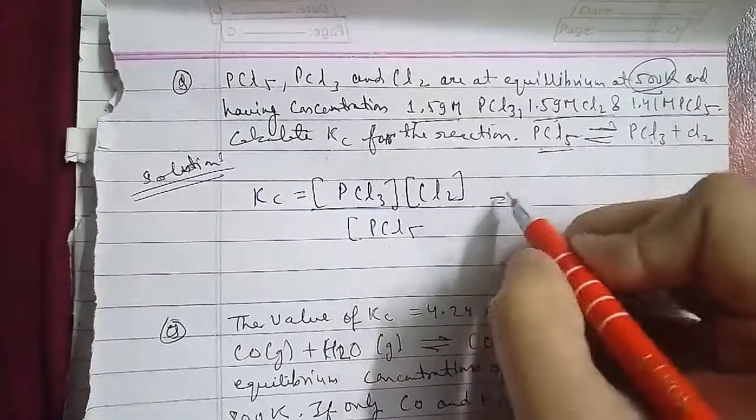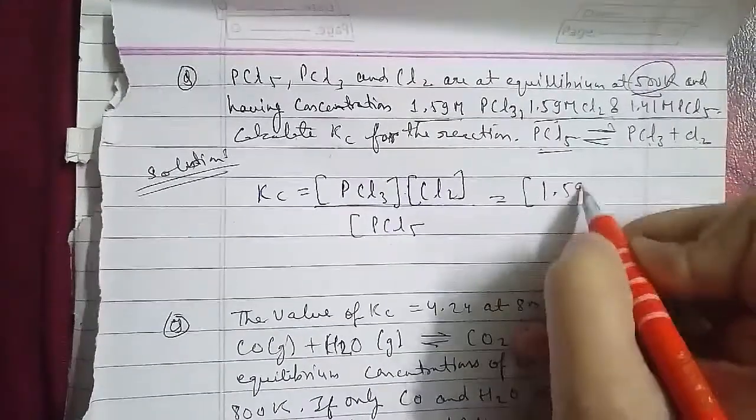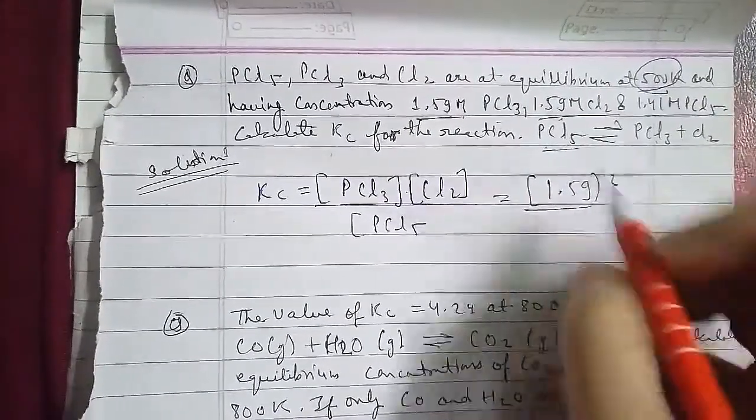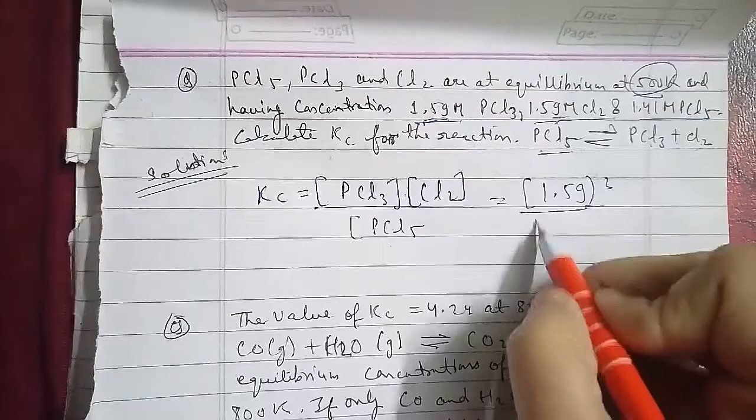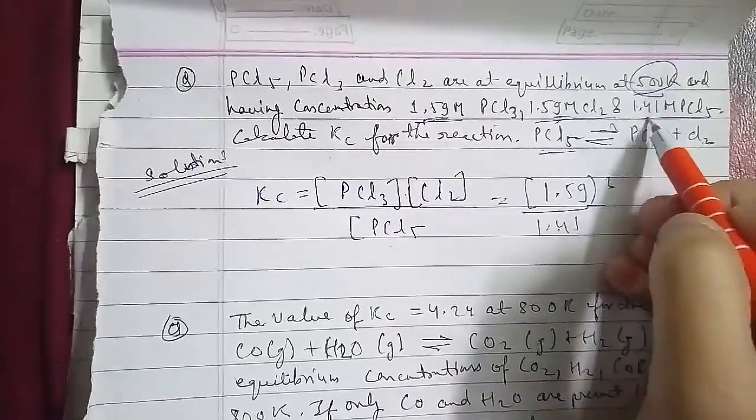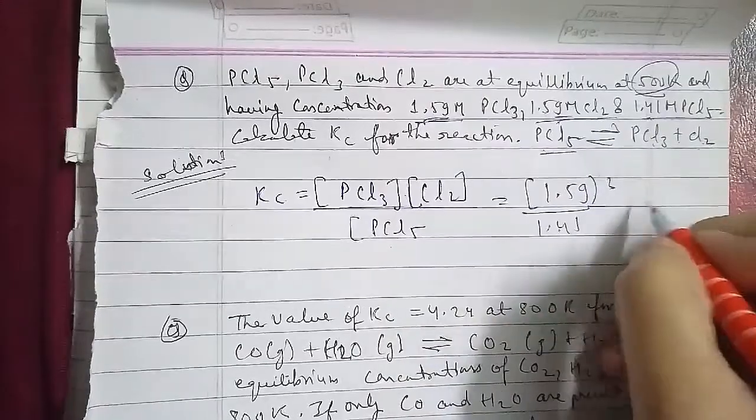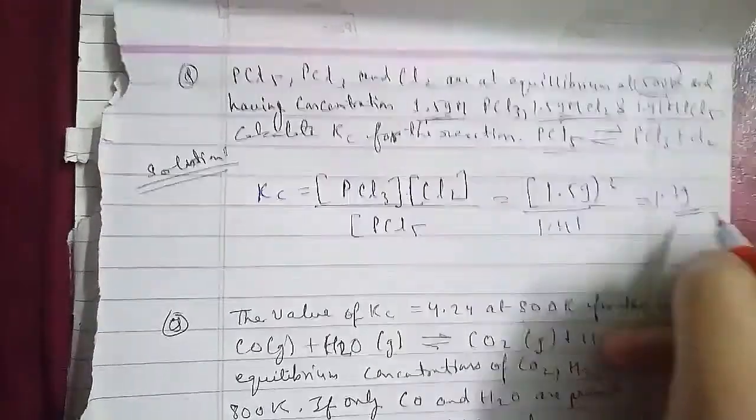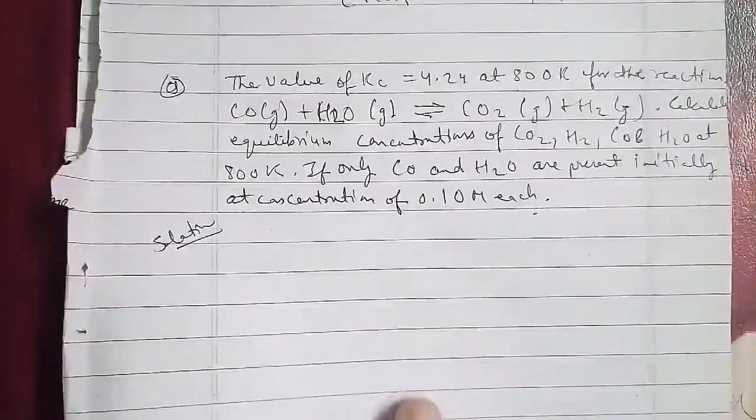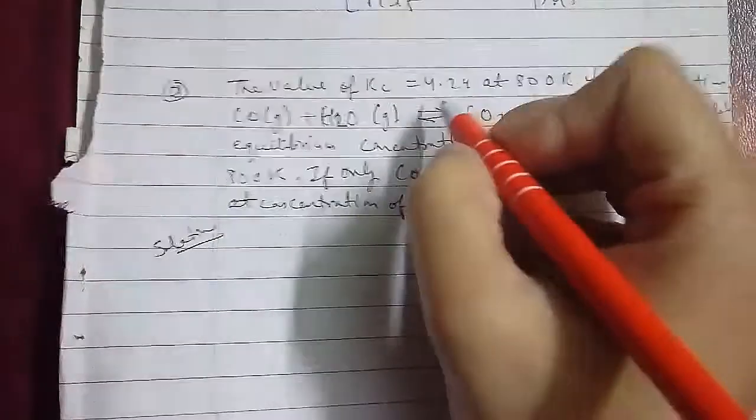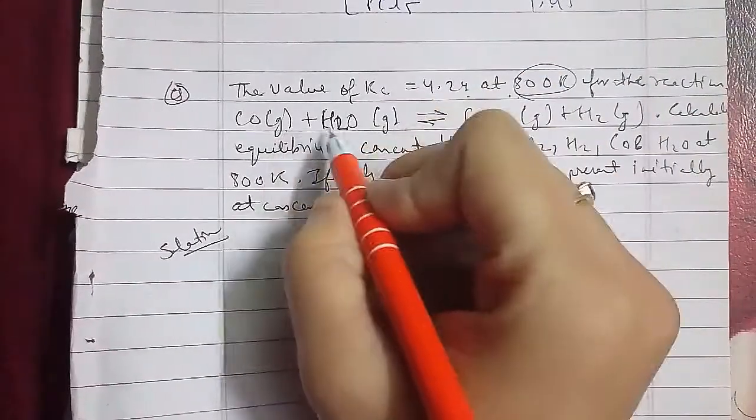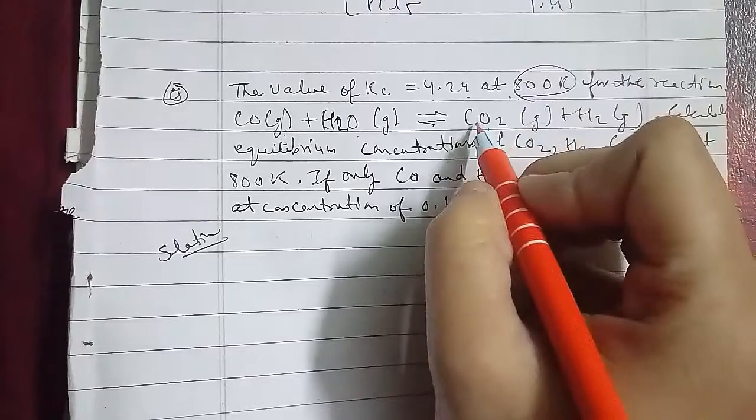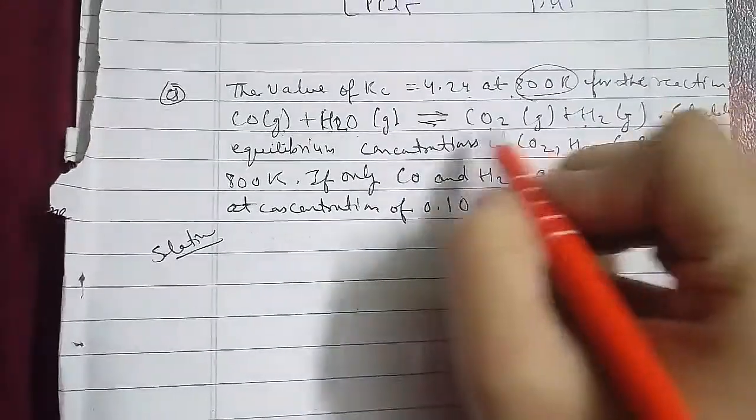Now we'll move ahead with another question that we have to discuss. The value of Kc, they had given you 4.24 at 800 Kelvin for the reaction carbon monoxide gas plus H2O, that gives CO2 plus H2. Calculate the equilibrium concentrations of CO2, H2, CO and H2O at 800 Kelvin, if only carbon monoxide and H2O are present initially at a concentration of 0.10 M each. Now we'll find the solution here.